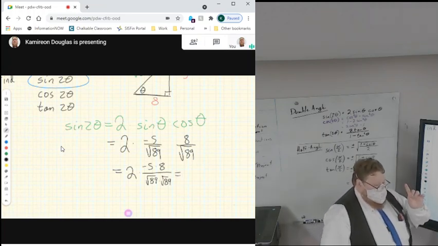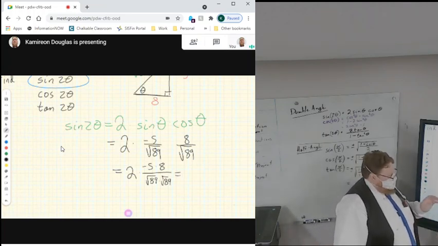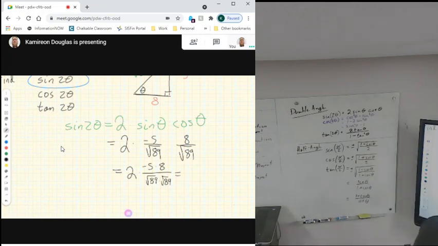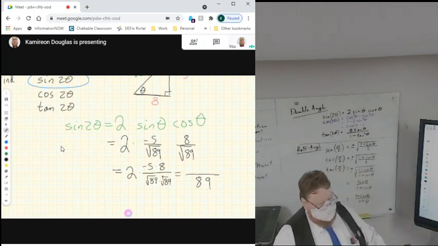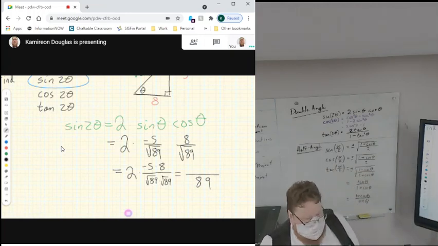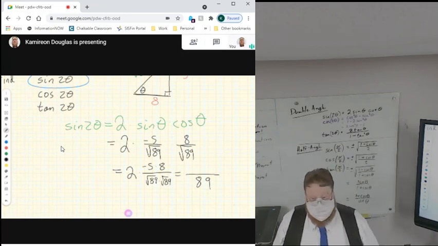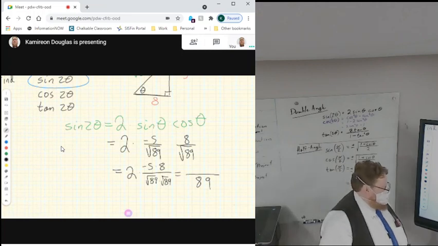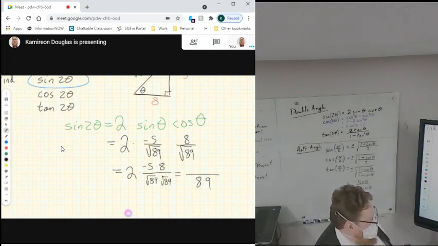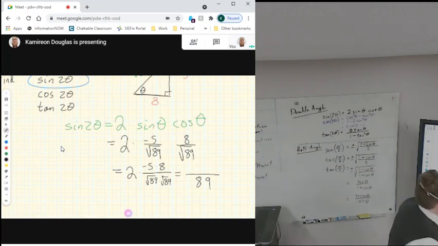Madeline, I think you told me what happens to the denominator. What happens to the square root of 89 times square root of 89? It's just 89. What happens to the other 3 pieces? The 2, the -5, and the positive 8. So 2 times -5 would be negative. I would call it a negative 2 times 8. So -80.